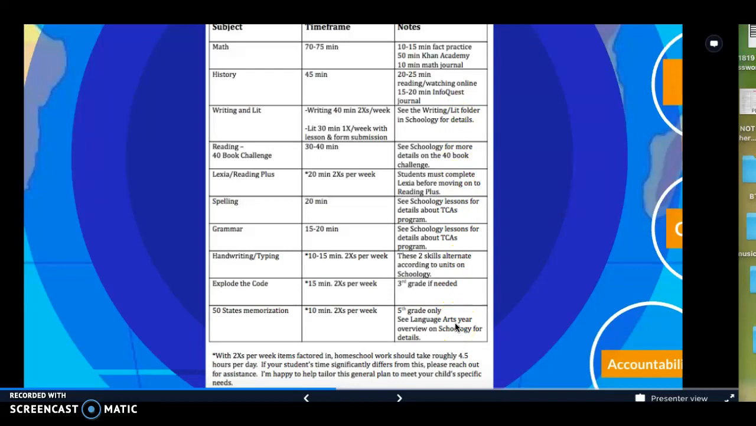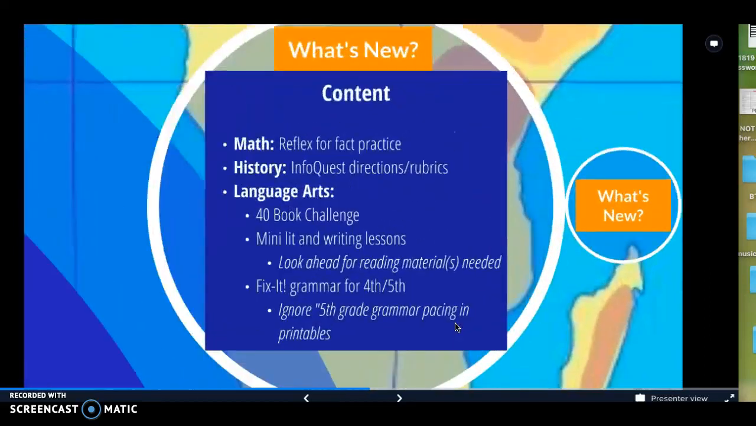And if it's well outside of that for any reason, please make sure you reach out and let me know, because we need to do some adjusting there. Okay, what is new? So content that's new if you have been with Flex in the past. For math, it's pretty much the same, but Reflex is different for your fact practice. So that's been added, and I think that hopefully your student will find that to be fun.